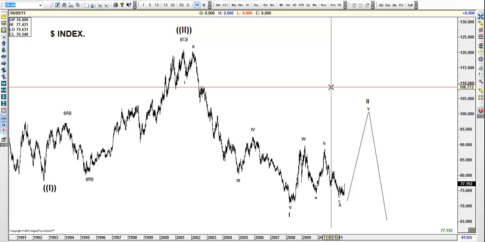Guys, we're gonna start with the U.S. dollar index. The U.S. dollar index, as everyone knows, got strong last week. The dollar got a very good week, a week like it hasn't had in at least 2 months.